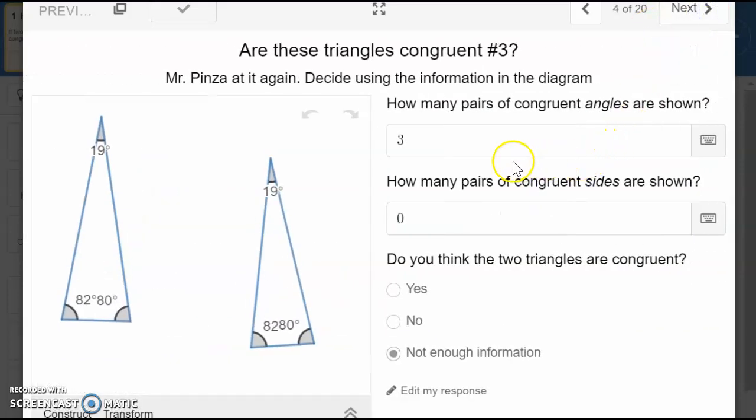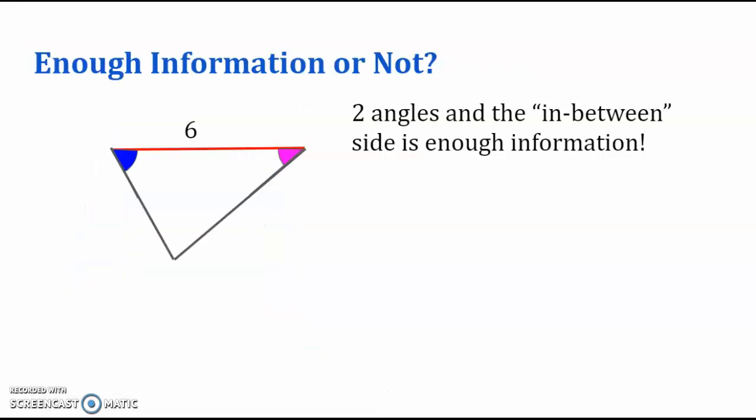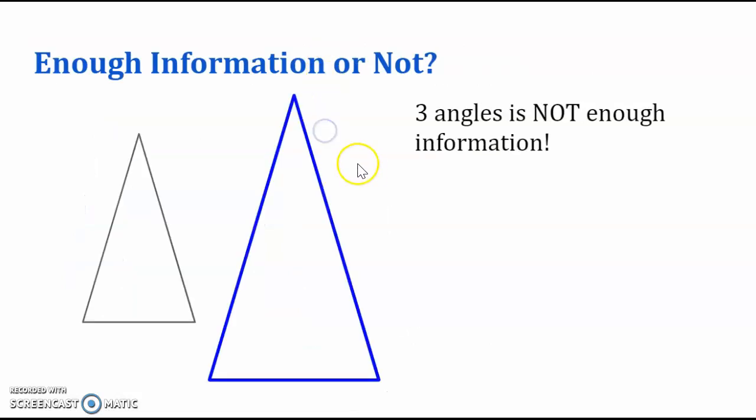What about card number 4? In this case, we have 3 pairs of angles that are congruent. We are not given any side length. Now to think about this, 3 angles are not enough information.